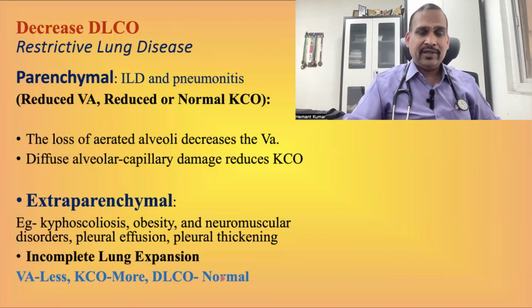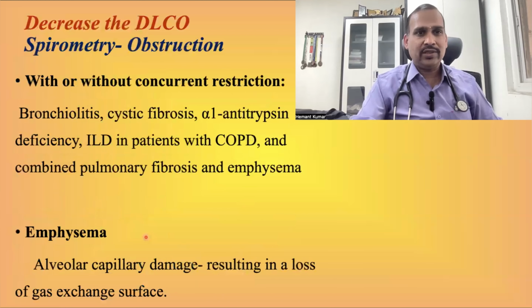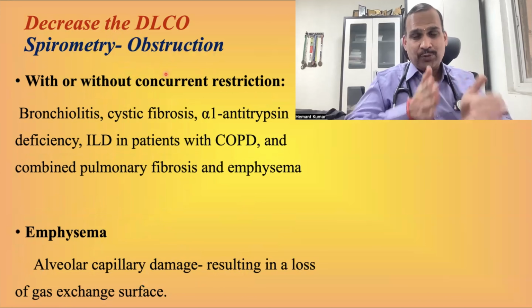So you have to remember, if restrictive lung disease is because of parenchymal change, it will give a reduction in DLCO. If because of extraparenchymal cause, it will give normal DLCO, but KCO is more. This is a commonly asked question in your exam. Now, if spirometry is showing obstruction, airway obstruction.